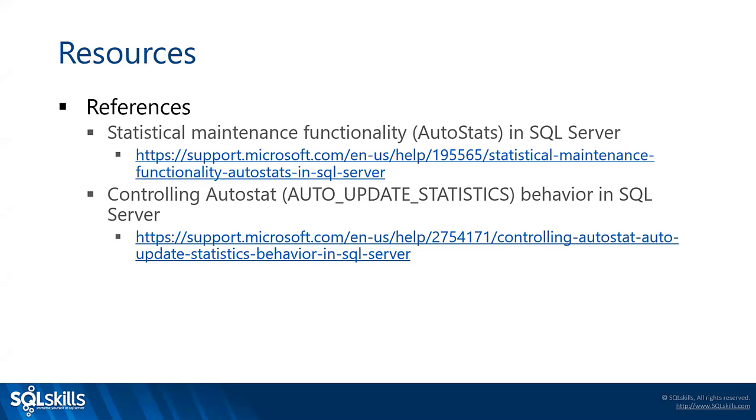And that ties to the CE, the cardinality estimator version, right, which changed between 2012 and 2014. In 2014, we have the new CE and a higher version. So now you have two, basically, cardinality estimators available to you, and they each have a different algorithm for how they do that. There's a good white paper that talks about that.